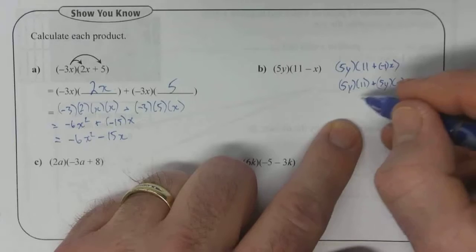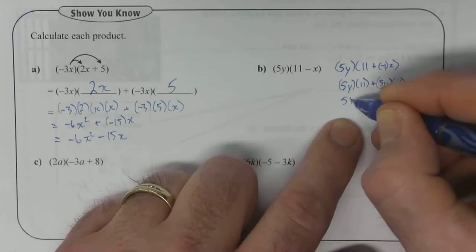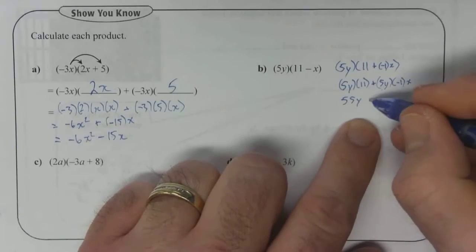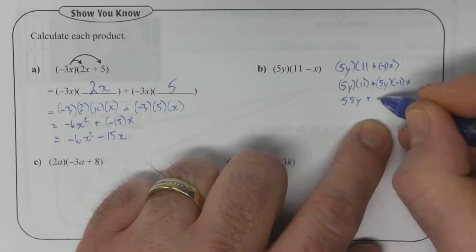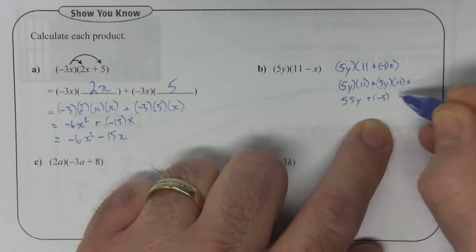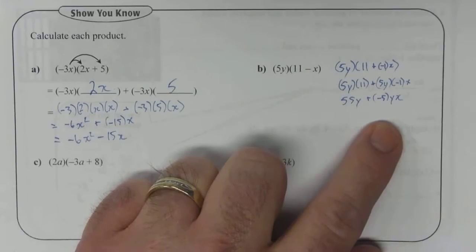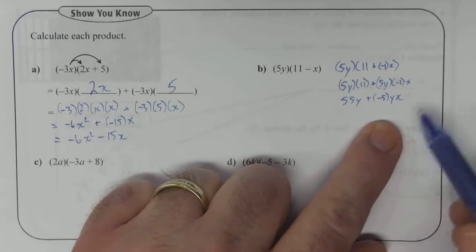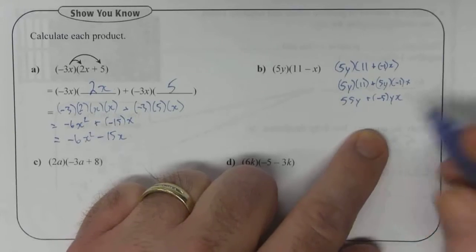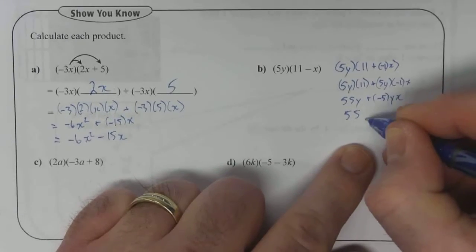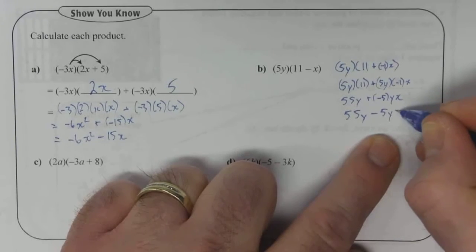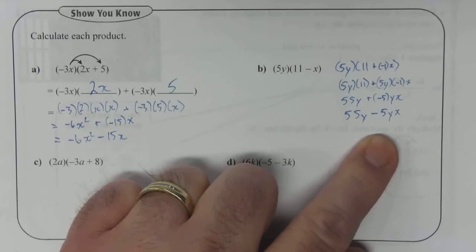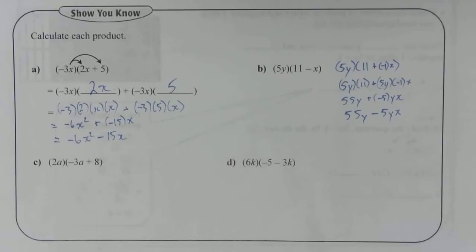So 5y times 11 is 55y. And plus 5 times negative 1 is negative 5 times y times x. Again, same as the last question, I'm adding a negative, so to clean up the look of the final answer, I'm going to turn that into a subtraction, and it's going to look like that. 55y minus 5yx.